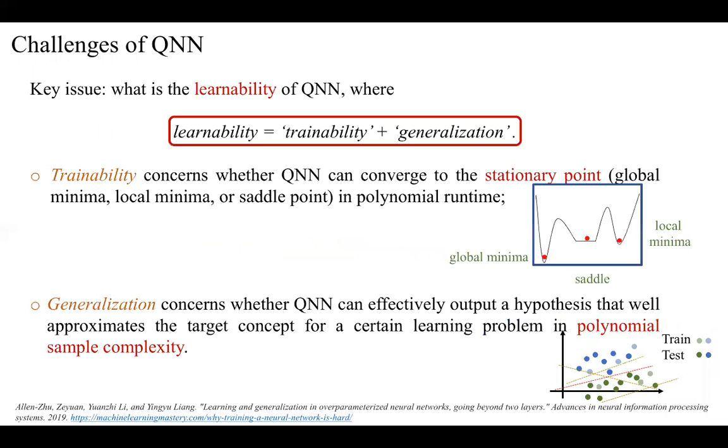Therefore, a key issue in the theoretical study of quantum neural networks is the learnability of quantum neural networks. Here, the learnability equals the trainability plus the generalization. Specifically, trainability concerns whether a quantum neural network can converge to a stationary point, such as global minima, local minima, or saddle point, in polynomial runtime. And generalization concerns whether a quantum neural network can effectively output a hypothesis that well approximates the target concept for a certain learning problem with polynomial sample complexity.